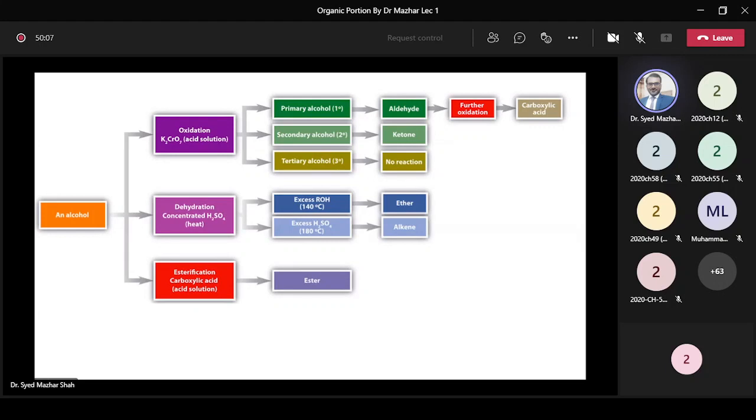And then you can see this general reaction with K2Cr2O7, that if alcohol is reacted with potassium dichromate, then what are the possible products? And on the basis of that, you can easily predict that. And if you don't have any classification here, then it would be very difficult to predict or study that class or that compound independently, every molecule independently.